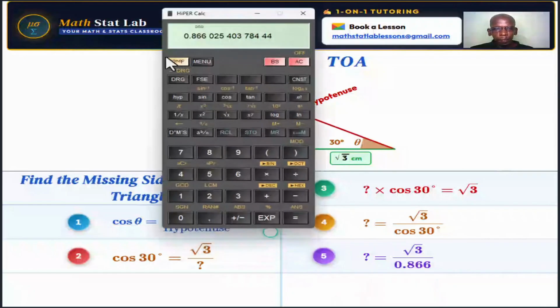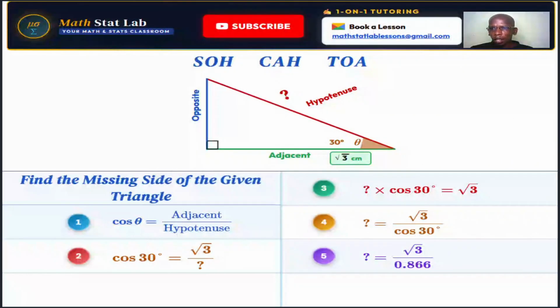So if I come back here and then I take root 3, then I divide it by the cos of 30, which is 0.866, it becomes 2.000, which, when I round off to one significant figure, becomes 2 centimeters. So it means then this hypotenuse is 2 centimeters.